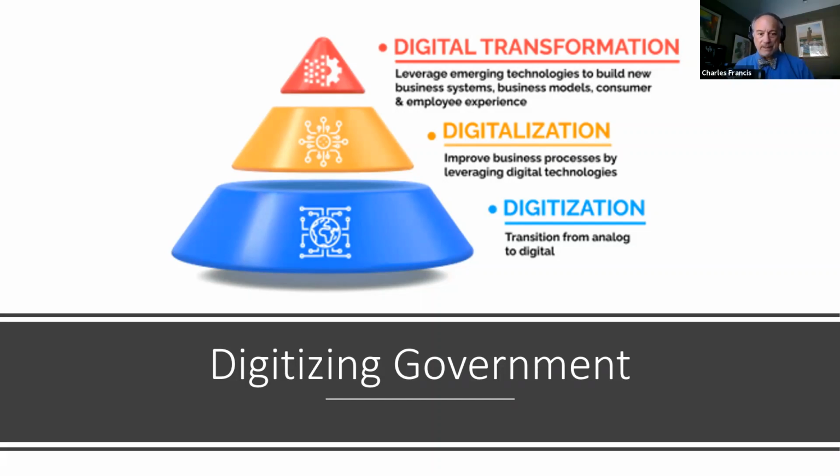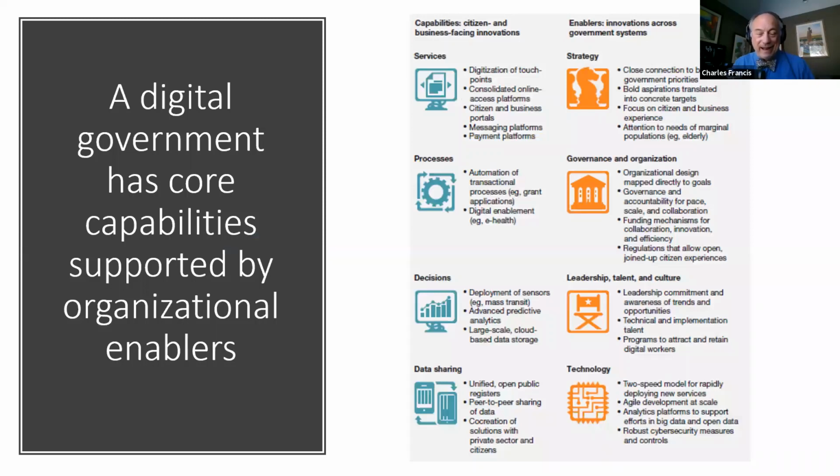So core capabilities include processes and services, decisions and data sharing. And organization enablers include strategy, governance, leadership, and technology. Let's kind of look at those for a little bit. You're probably on this journey right now, and we all have to start. So wherever you are, it's going to be a priority for you this year.